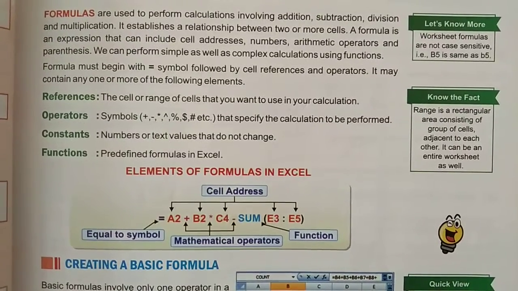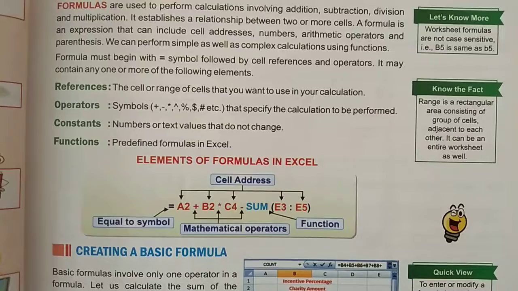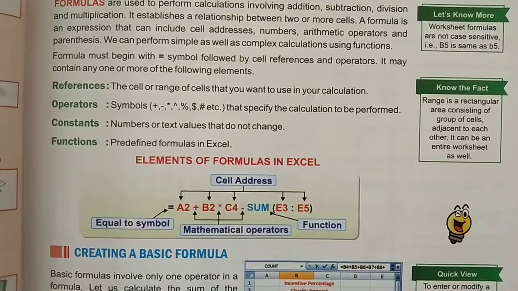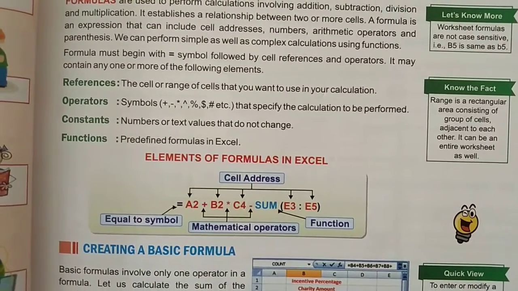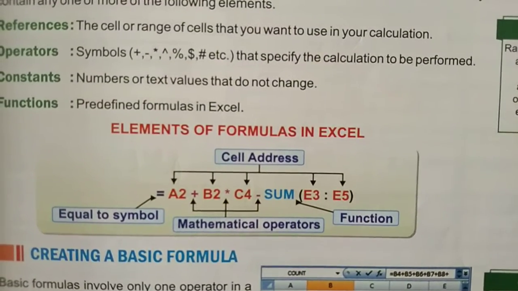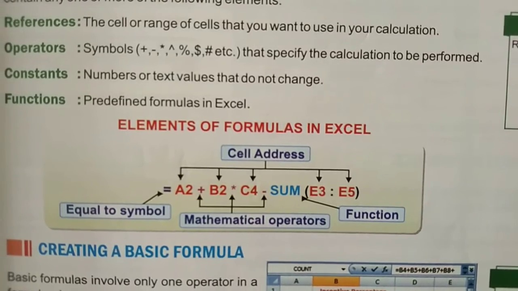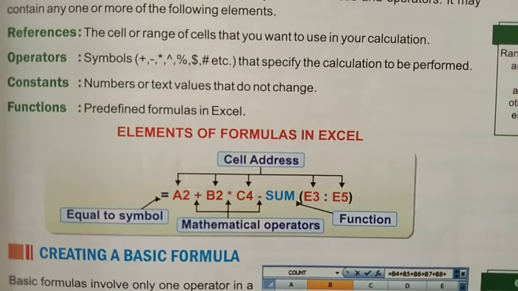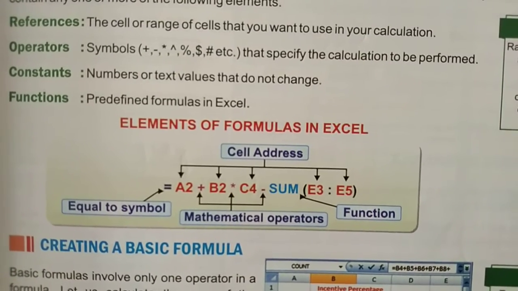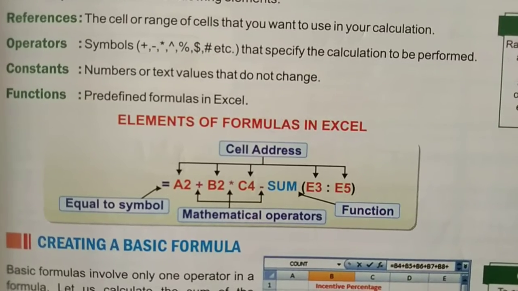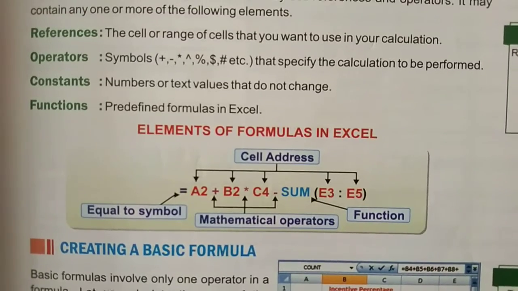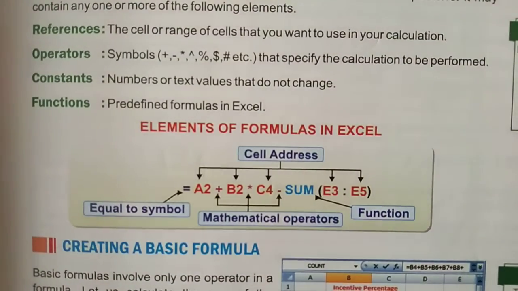What function we want to use in Excel totally depends on our need. Like if we want to calculate the total sum, we can click on the function button, that is the addition. So these are the various elements in formulas in Excel. Here it is written: equal to A2 plus B2, then multiplied by C4, then minus SUM. So equal to means the equal sign, the mathematical operators here are the plus sign and the multiplication sign. And here the function is the SUM, the output given by calculating all these activities is called the function.